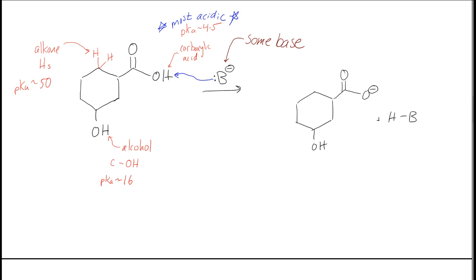So in larger organic molecules, you can look at the different hydrogens around the molecule to find different pKa's, and then whichever one is the most acidic is the one that the base is going to take off.